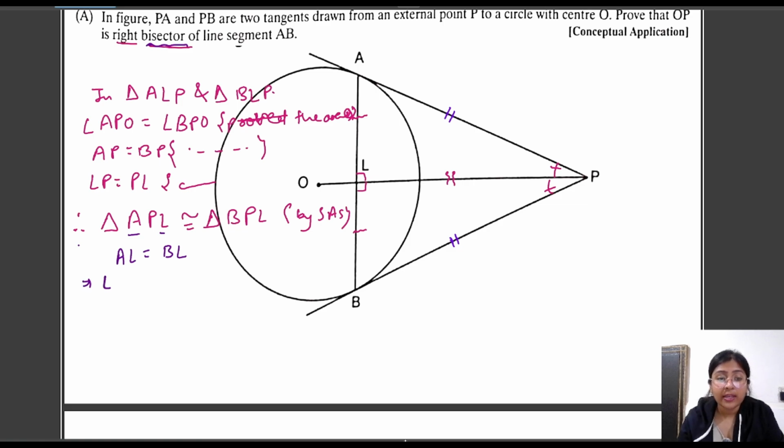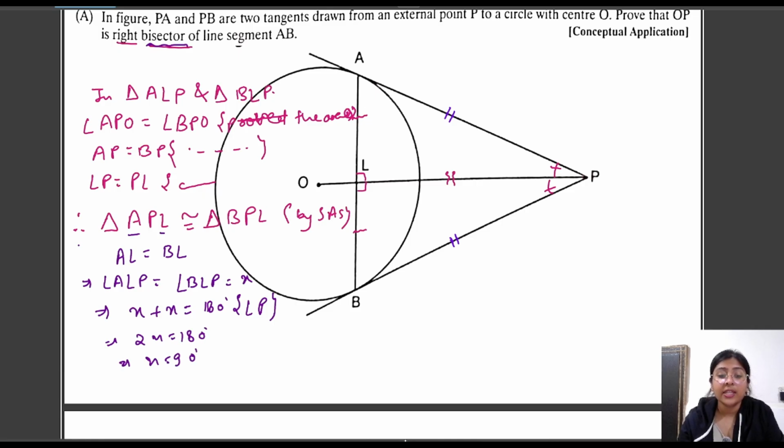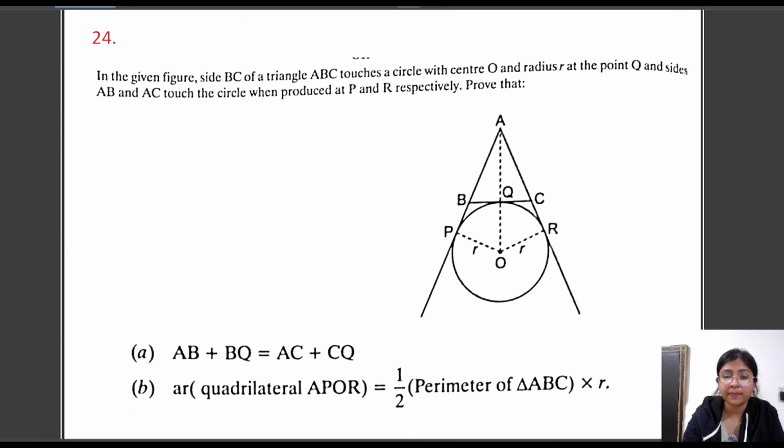See this, angle ALP is equal to angle BLP. Yes or no? We are letting this be angle X. So angle X plus angle X is equal to 180 degrees, because these are forming a linear pair. Both angles lie on the straight line, so they form a linear pair. So 2x is equal to 180. With this, we get the value of X as 90 degrees. So it is already proved that OL is perpendicular to BA, as well as OP bisects the line segment AB. Hence, the question is proved. Okay, learners, this question is clear. Now try this question.